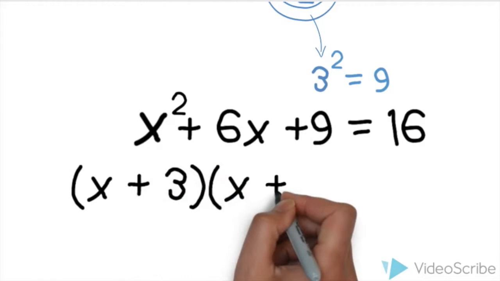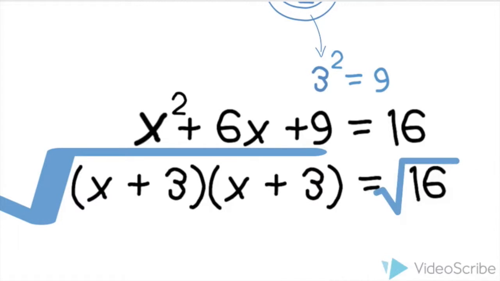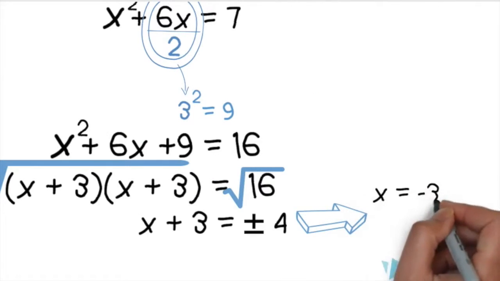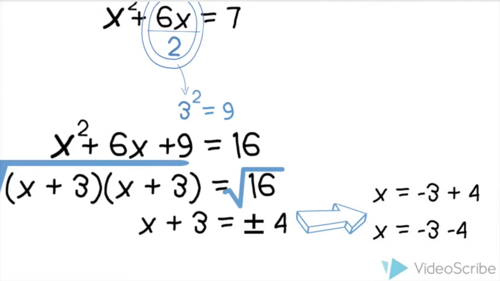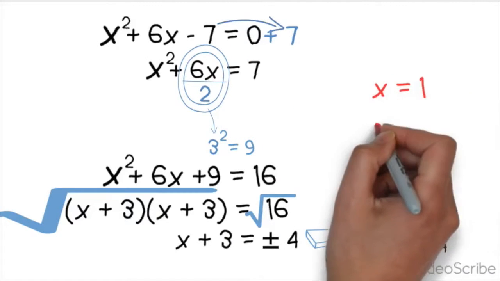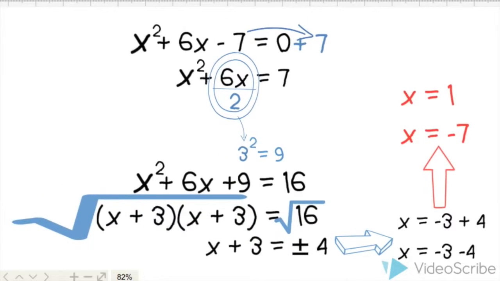Using the factoring earlier, factor the left side. Afterwards, get the square root of both sides of the equation. This will give you x plus 3 equals plus minus 4. In other words, it will be x equals negative 3 plus 4 and x equals negative 3 minus 4. Simplifying this will give you x equals 1 and x equals negative 7. And that's how to complete a square. Some important things to remember are the plus and minus signs. You'll always have two solutions.